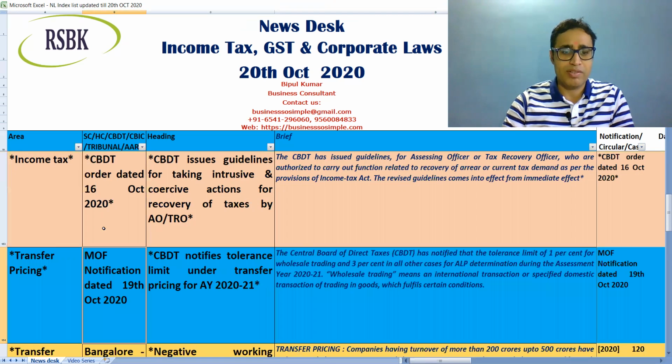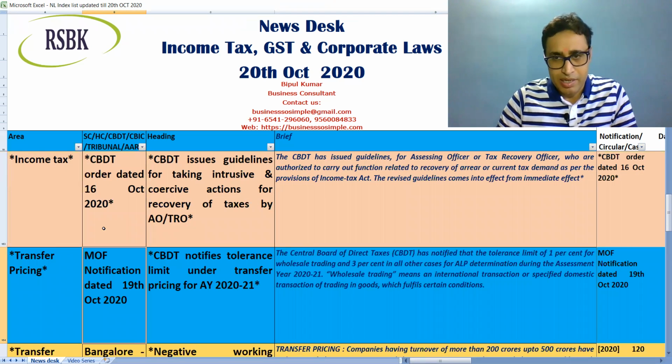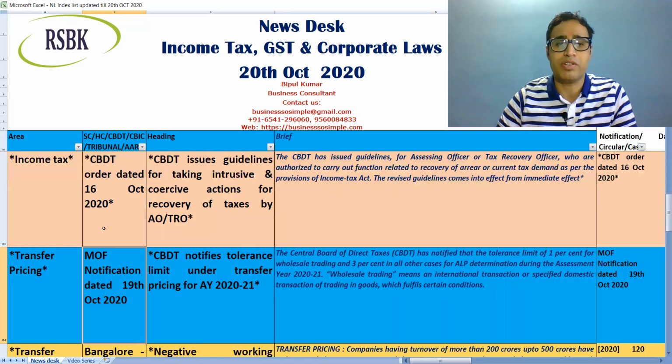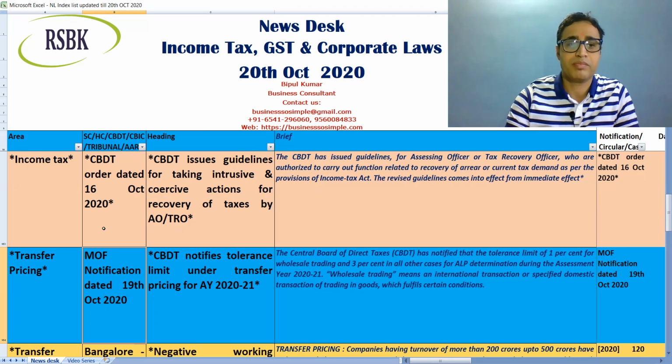CBDT issued an order on 16 October. The CBDT issued guidelines for taking intrusive and coercive action for the recovery of taxes by the AO or TRO. The CBDT has issued guidelines for the assessing officer or tax recovery officer who are authorized to carry out functions related to recovery of arrear or current tax demand as per the provisions of the Income Tax Act. The revised guidelines come into effect with immediate effect.